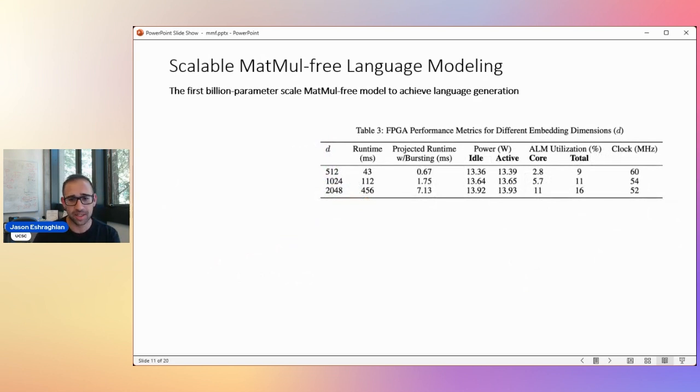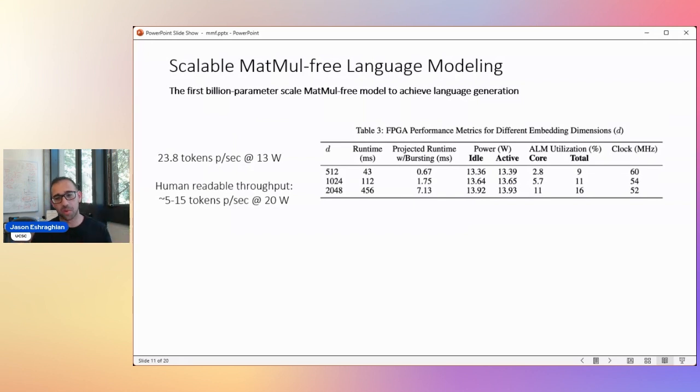So if I was to test performance across different embedding dimensions, so sweeping across D for different model sizes, then perhaps in a more interpretable set of numbers, we've got runtime and projected runtime, if we were to access more values from DDR, and energy power estimates from power profiling tools. What we're getting is 23.8 tokens per second at 13 watts. In contrast, the brain operates at 5 to 15 tokens per second at approximately 20 watts. That's what it takes for me to talk about MatMul-free through StreamYard. Again, there's no pipelining, no batching, so there is a lot of room for improvement here. I really want to stress that this is thoroughly unoptimized.